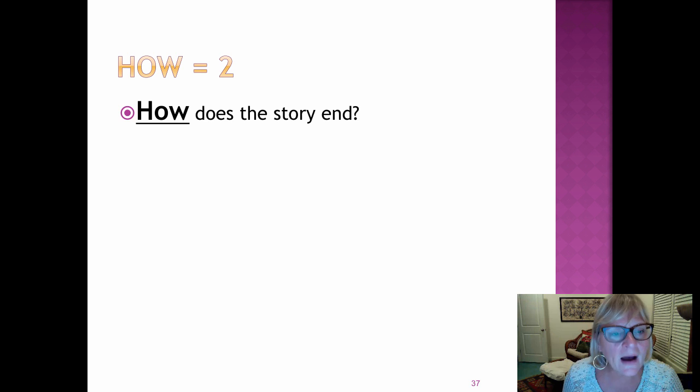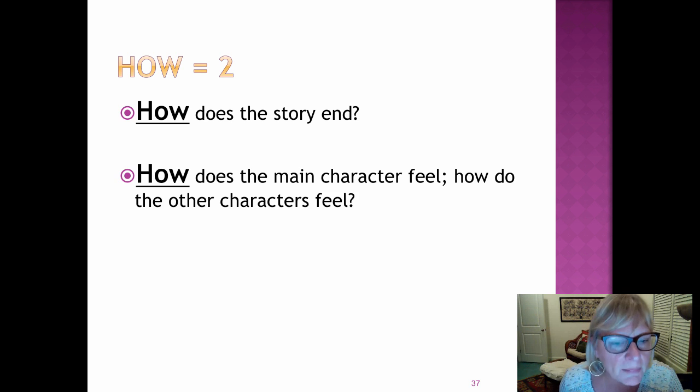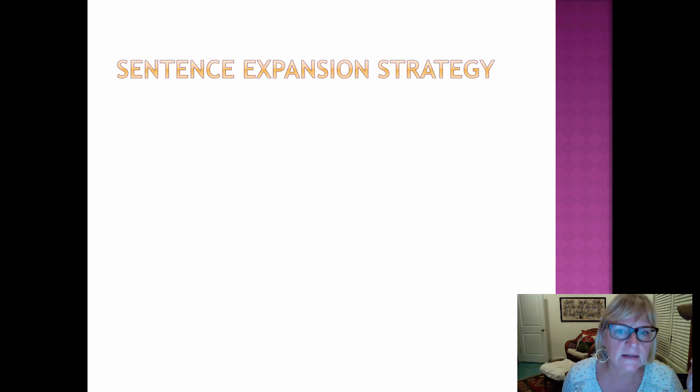And then we do the how. How does the story end? How does the problem resolve itself? How does the character feel? How do the other characters feel? Again, a very concrete structure for organizing a narrative. Will kids necessarily pick this up and write perfect narratives? No. Does it give them a way of at least organizing a very concrete structure for their stories? Yes, it does. Okay? Another thing I want to share with you is the sentence expansion strategy.